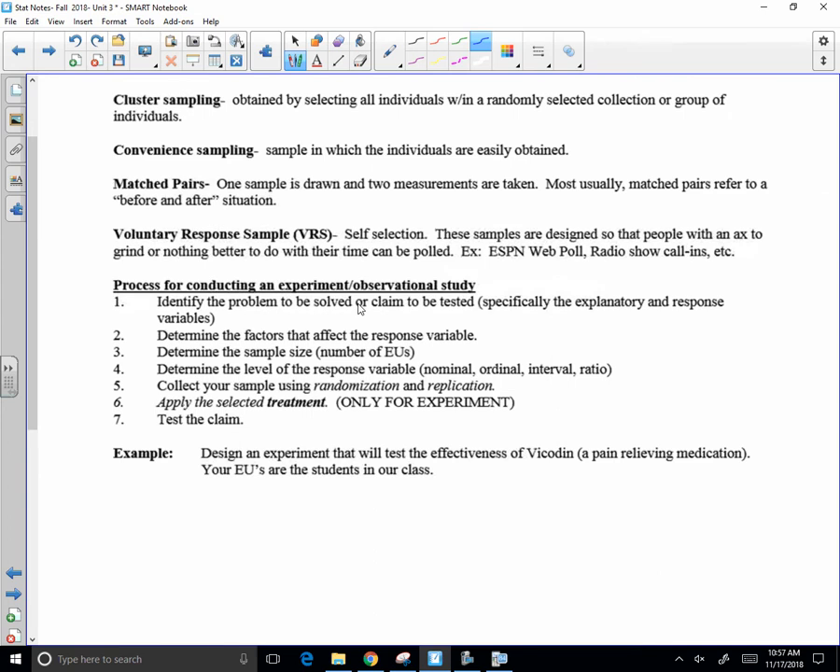Convenience sampling, a sample in which the individuals are easily obtained. There's nothing more to it than that. There's no positive or negative to that. Convenience could be good or bad. Depends on how the individuals were obtained. Just because something is easily obtained doesn't mean you did anything wrong. But if you got your data very easily, you just want to make sure you did it the right way.